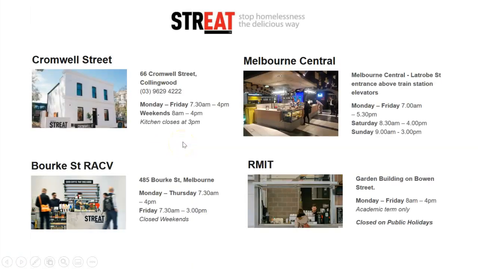So let's look at Street. You can see Street is spelled with the word eat at the end instead of the way it's normally spelled. It's got 4 cafes throughout Melbourne. And if you look at any of these, they don't look like charities because they're not. They're just regular businesses. These just look like normal cafes. You wouldn't even know it was a social enterprise. You'd just think it was a private company set up to make a profit.